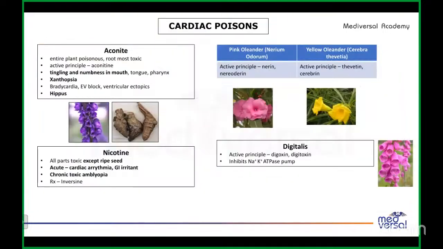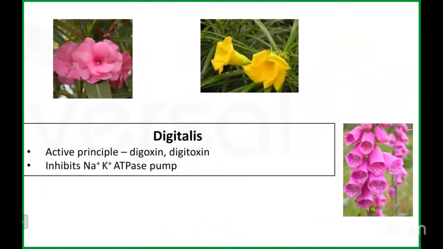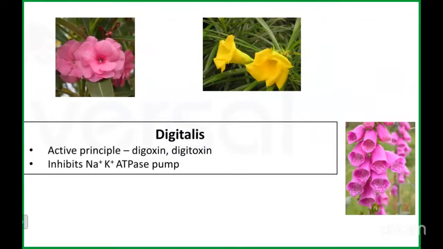Coming to cardiac poisons, I always remember these cardiac poisons as car dona. So dona has a car, and these are the poisons. So car says cardiac poisons, and dona, D for digitalis. You can look at these beautiful flowers. The active principle is digoxin or digitoxin. It's a pharmacological drug used in patients of heart failure.